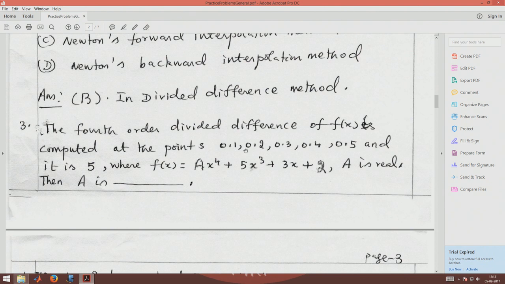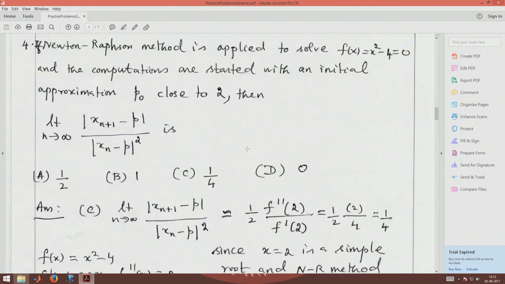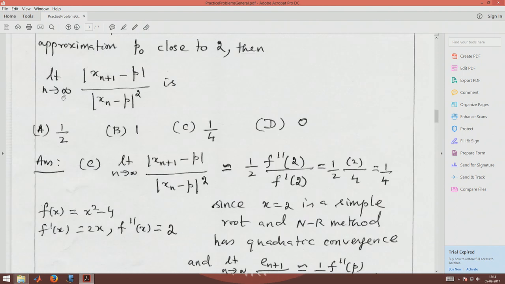So, you have another problem on divided difference formula which you can try to work out. Now, if I consider examples in the methods of solving a nonlinear equation of the form f of x is equal to 0, and I say I apply Newton-Raphson method to solve this equation, and the computations are started with an initial approximation P0 close to 2, that is an initial approximation to a root of the equation, and you are asked to find what is limit n tending to infinity of modulus of xn plus 1 minus p by modulus of xn minus p the whole square.